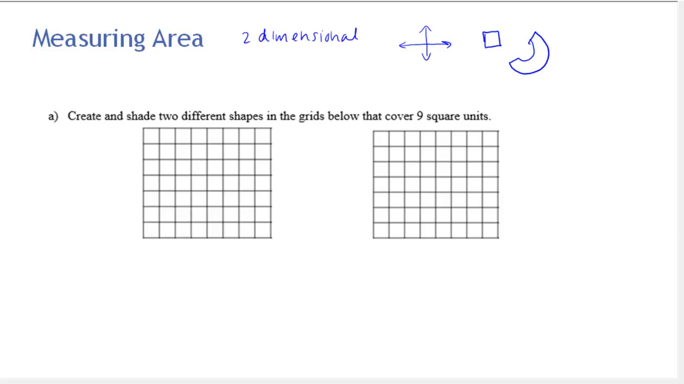So first we're asked to create and shade two different shapes in the grids below that cover 9 square units. So I'd like you to pause the video and do this on your own, and then I'll share the different shapes that I made.